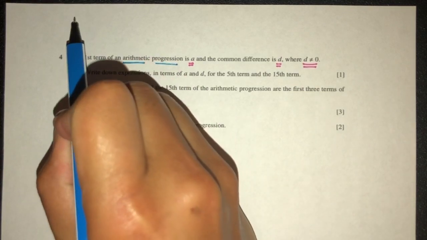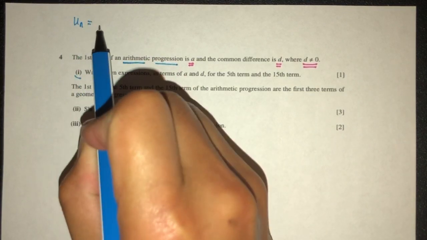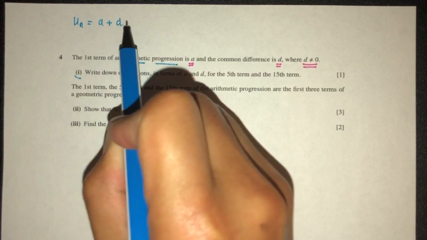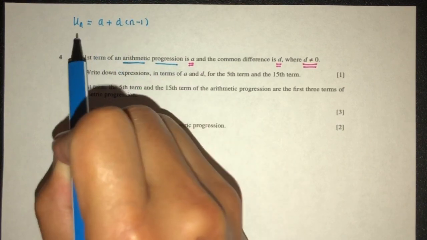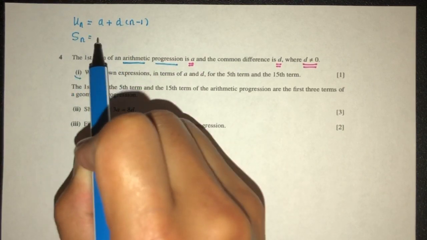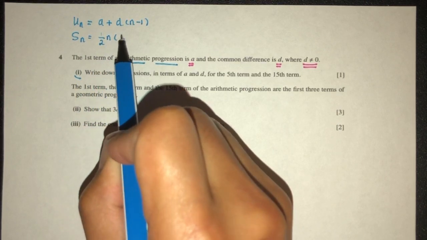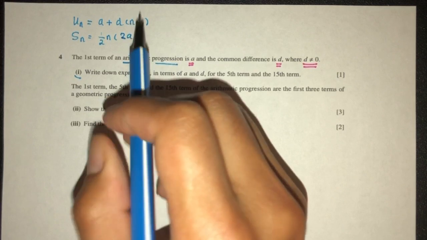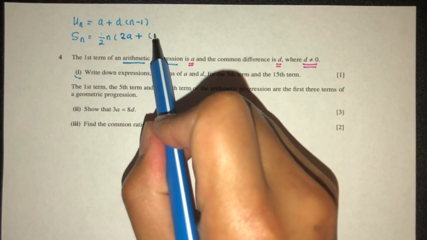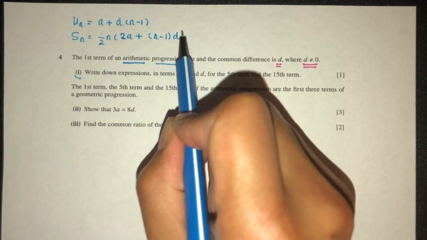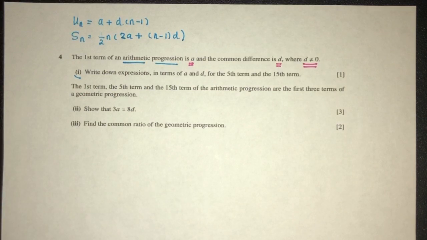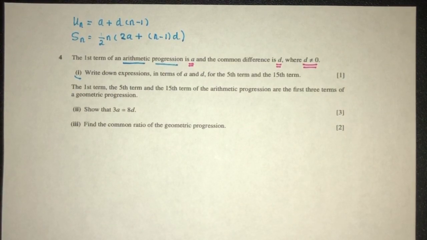So the nth term is given to you by a plus d(n minus 1). The sum of the first n terms is given to you by half times n times (2a plus (n minus 1) times d). Okay, so these are the two equations usually we should know for the AP progressions.